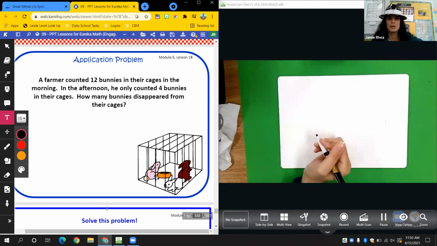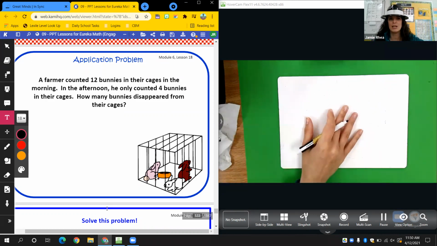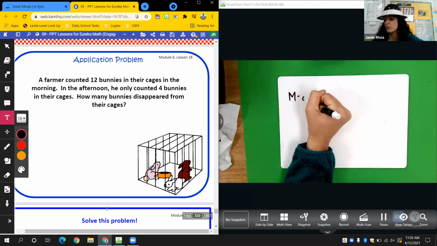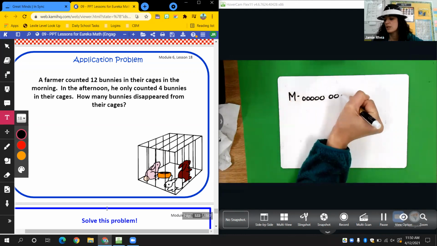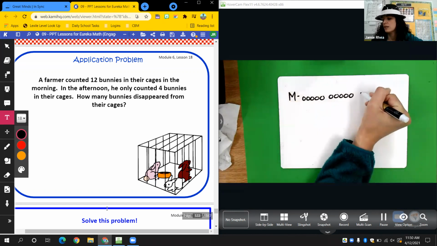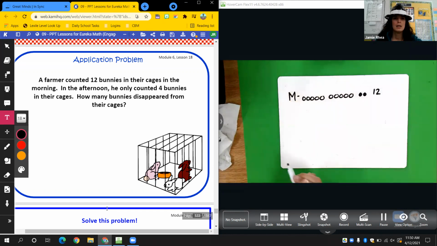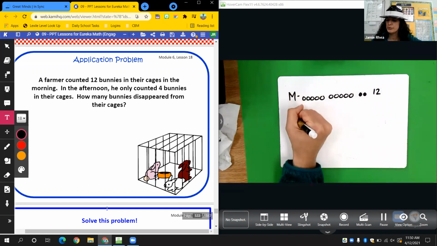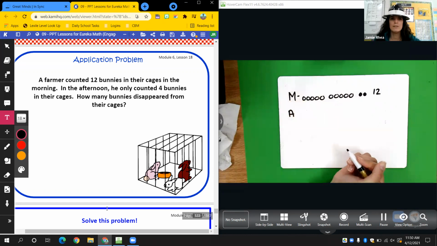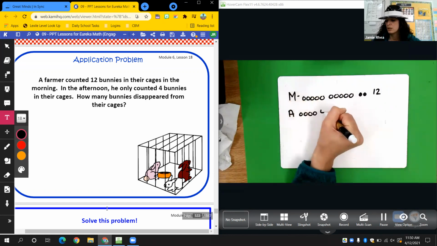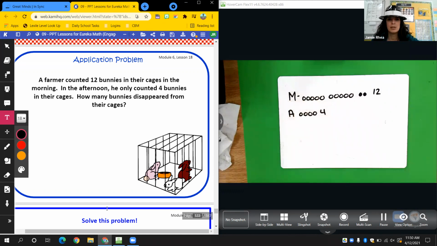We have a farmer counted 12 bunnies in their cages in the morning. I'm going to put M for morning, and I'm going to draw out 12. 1, 2, 3, 4, 5, 6, 7, 8, 9, 10, 11, 12. I'm going to put a 12 here. All right. Now, in the afternoon, he only counted 4 bunnies in their cages. How many bunnies disappeared from their cages?